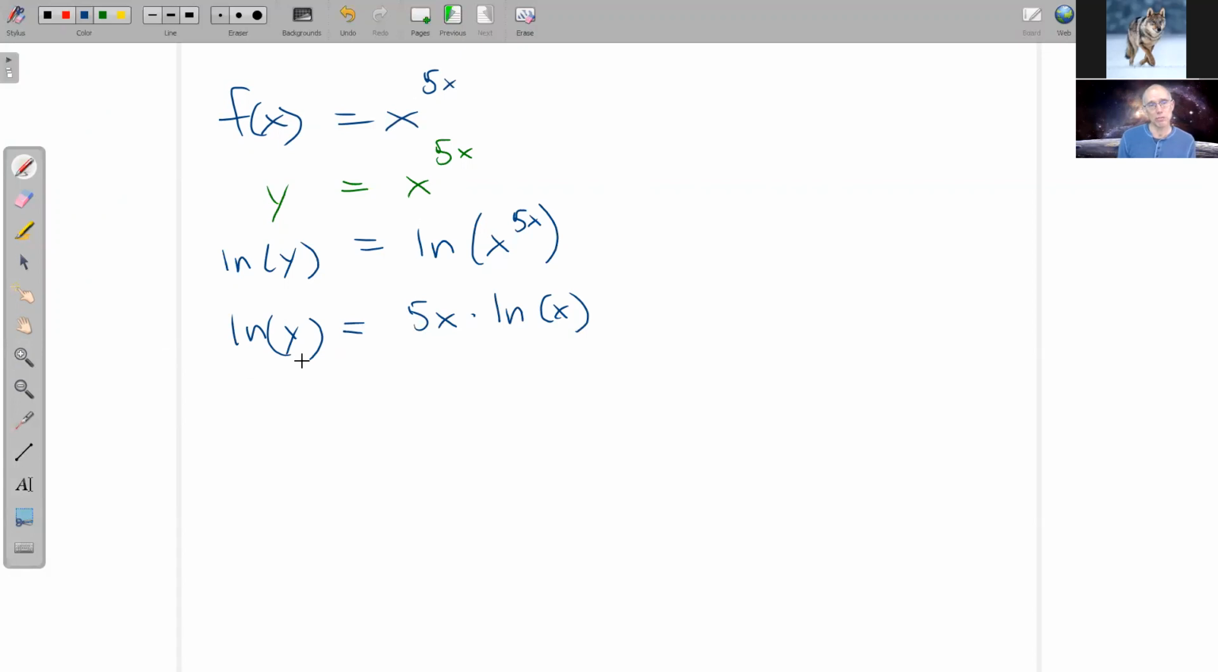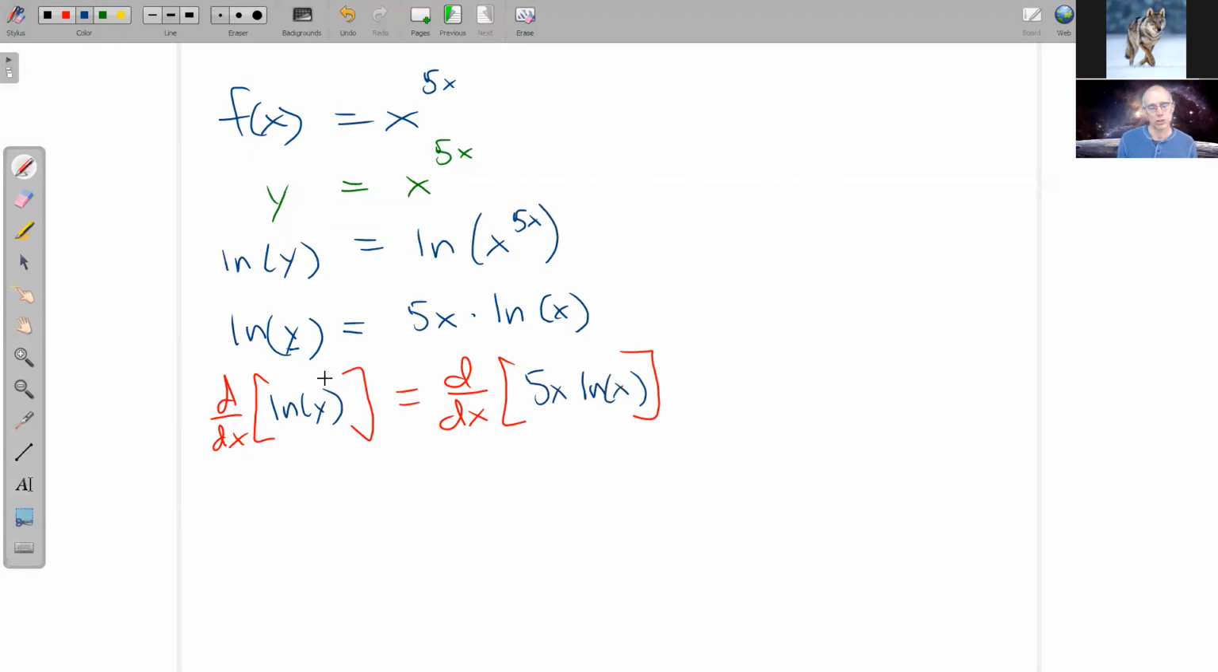Now we also have to think implicit differentiation here because y is a function of x. So now I take the derivative of both sides. So the derivative with respect to x on this side equals the derivative with respect to x of that side. So natural log of y, 5x, natural log of x. So on the left side, derivative of the natural log of something is 1 over that thing. And the chain rule says if that's not just an x, then you have to multiply by its derivative, y prime.